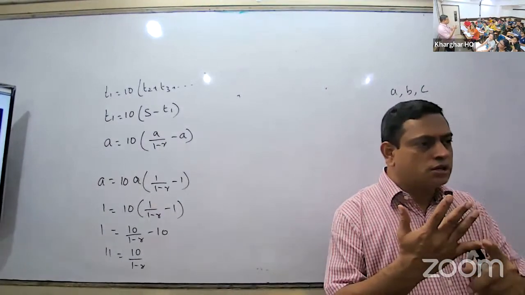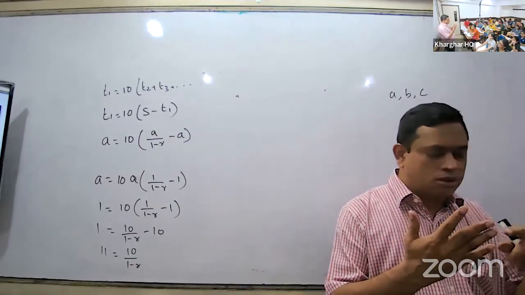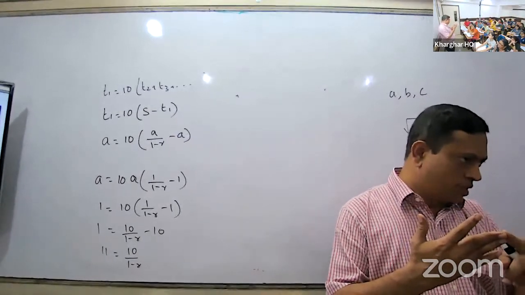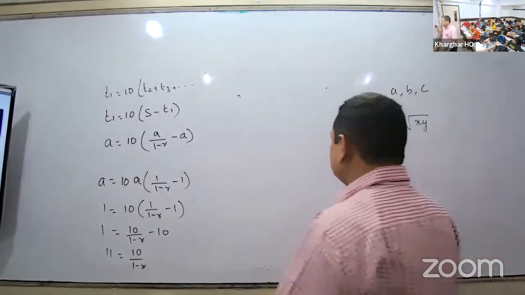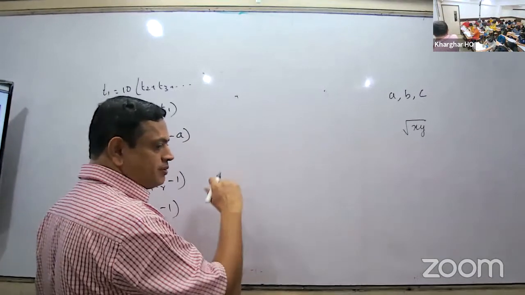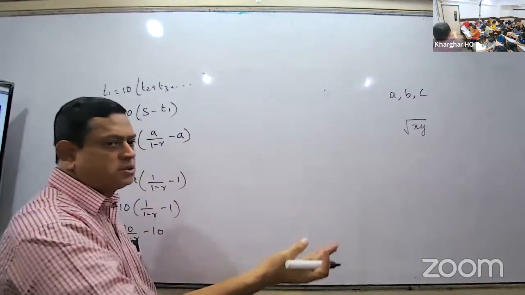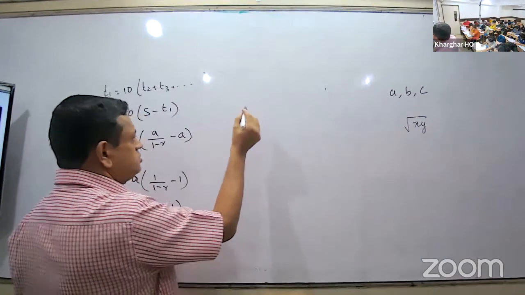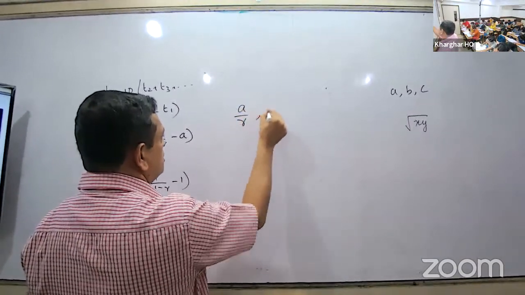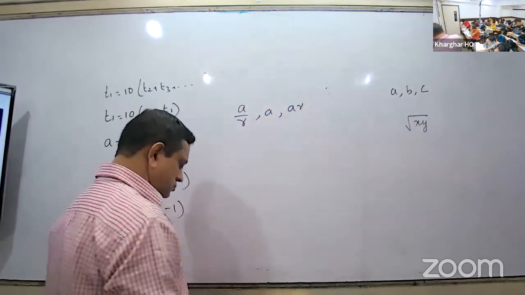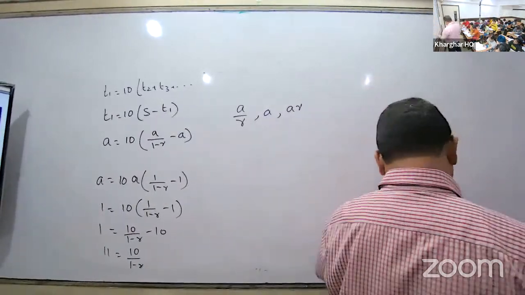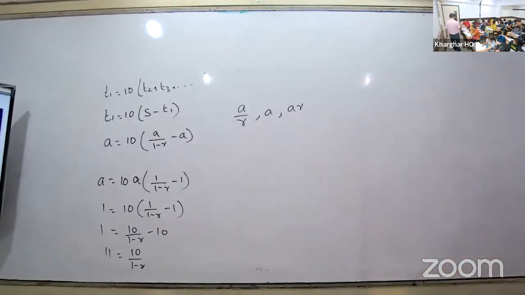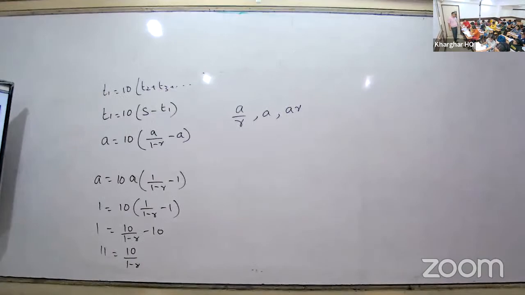If you want to take three terms of GP, you can take A, AR, AR square. Instead of that, three numbers in GP can be taken differently. Not minus here, it is multiplication and division. Multiplication's opposite is division. So three numbers in GP are A upon R, A, AR. What is the first term? First term is A upon R, and common ratio is R.